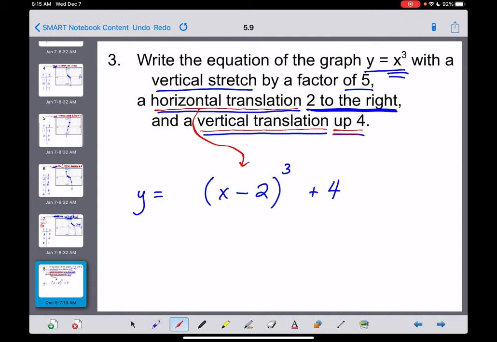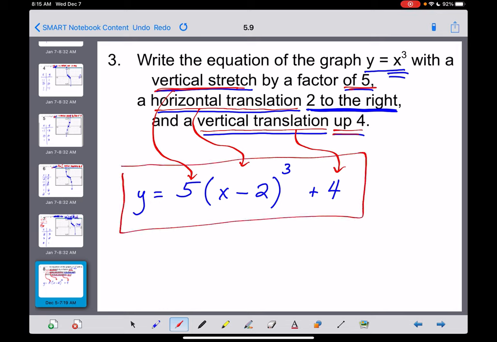And the only thing left to talk about, a vertical stretch, is what happens when you have a coefficient out in front. And a vertical stretch by a factor of 5 means that we're going to put a 5 right over there. And guys, that's it. We dealt with the vertical stretch, that was the A value out in front. The horizontal translation is called the H value inside, and then the vertical translation is the K value that gets added at the end. So that is our answer to problem number 3.